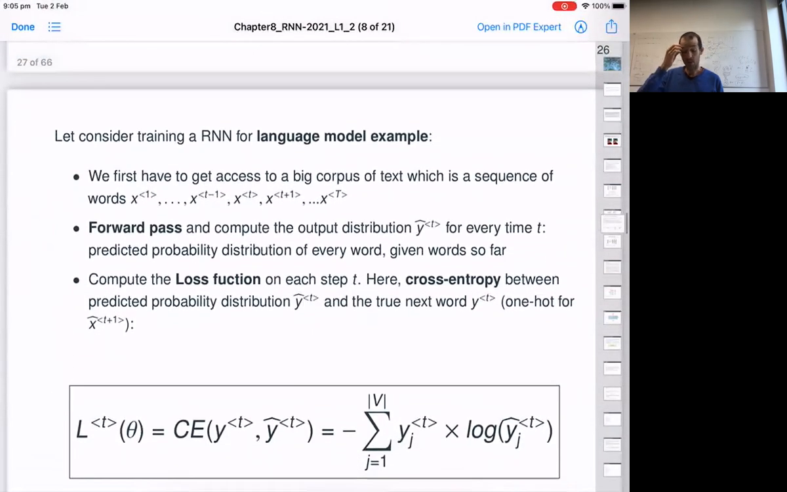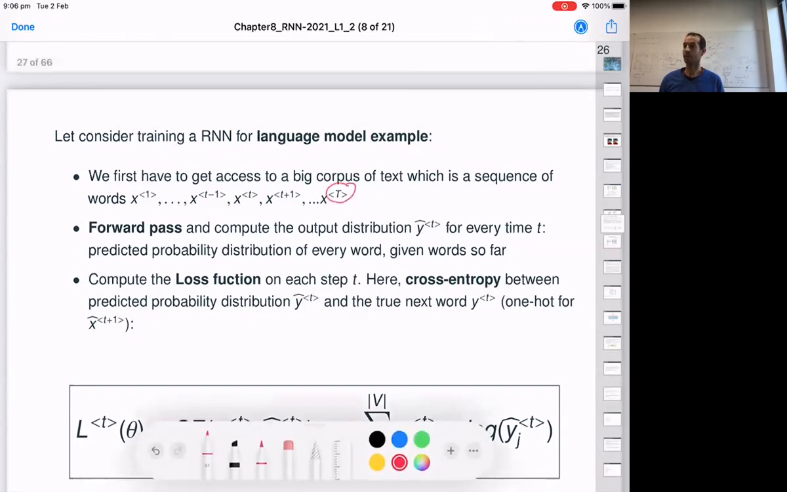So to train our recurrent neural network, if I take the same example, the language model example, assume that you have access to a big corpus of text, and you have a sequence of a lot of words, denoted by x1 until xt. So you have a lot of words. If you do the forward pass, you have to compute the output at every time t.